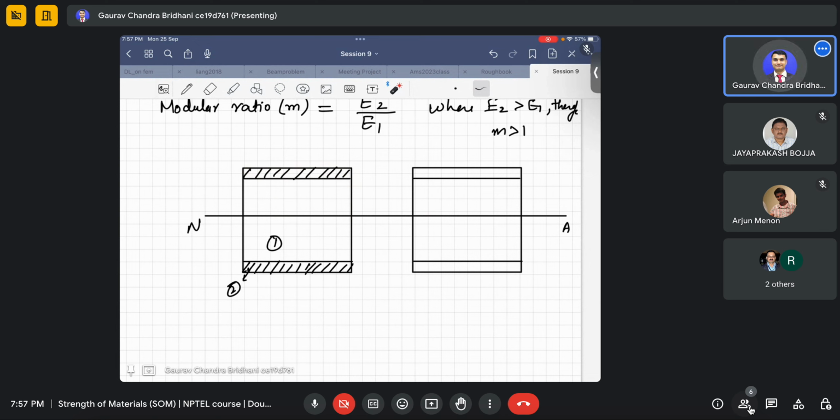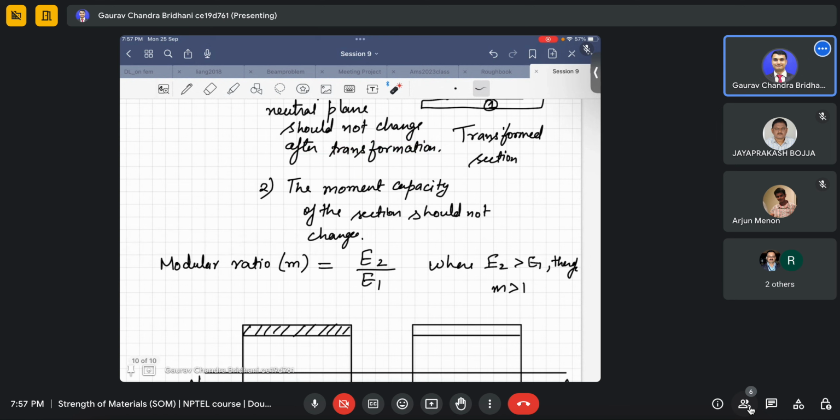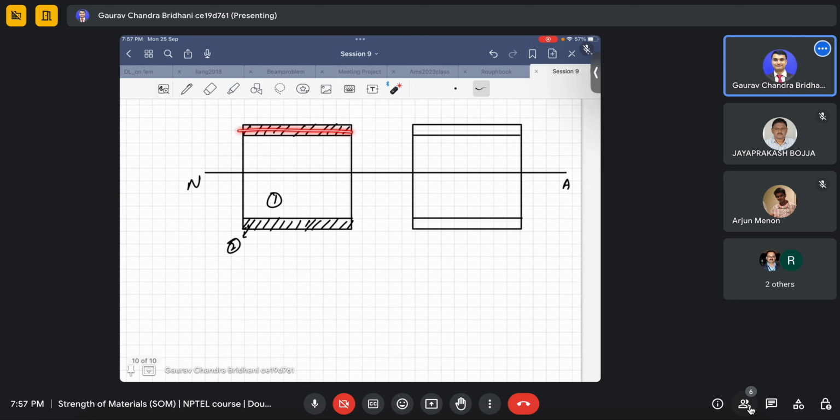So similarly, if we want to transform it, we won't change the centroid of this parallel area from this distance. Basically, we won't change this distance. Why? Because if we change this distance, the neutral plane will change, and we have put a condition that the neutral plane should not change. So I won't change this distance. The distance of the centroid of the shaded area from the neutral plane, I won't touch it. That means I can't shift this area above or below, and I cannot change this thickness.